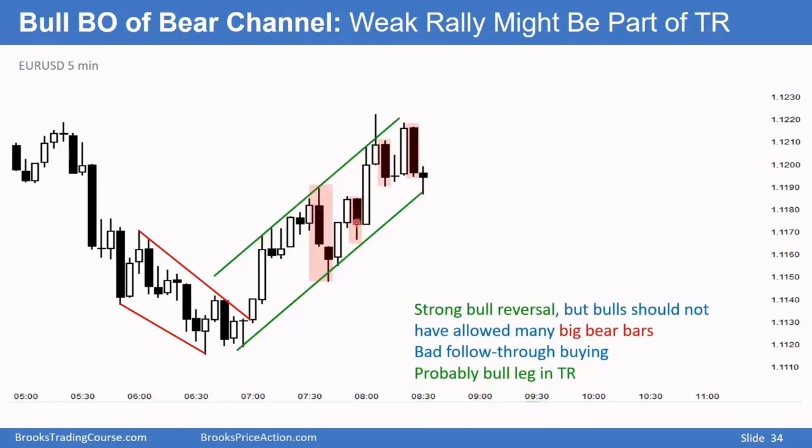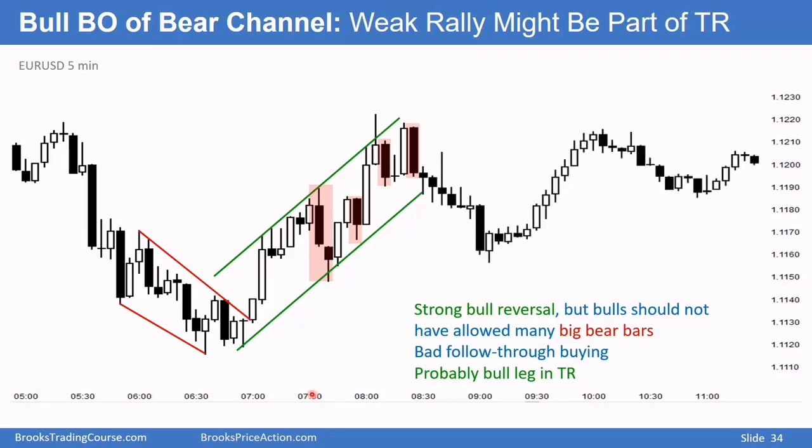Why did the bulls allow all of these bear bars? Is that typical of a strong bull trend? Also, why are we hesitating getting a double top here at a prior high? Bad follow-through buying, just like this was a weak bear trend and probably a bear leg in a trading range. This initially was strong, but it's becoming weak now. It's probably a bull leg in a trading range. And you can see bear breakout below the bull channel and then sideways for a lot of bars.